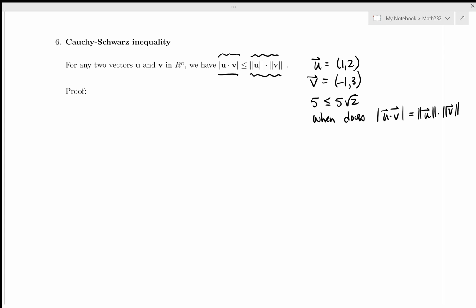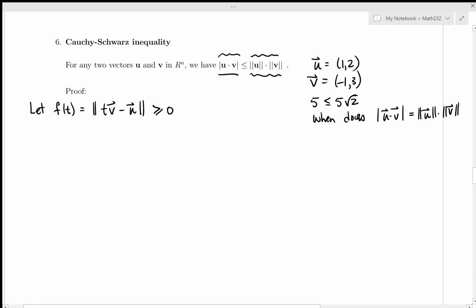Okay, so it's trivially true if u and v are 0. So now we're going to move into the proof considering that both u and v are non-zero. So what we're going to do here is introduce a function of t, and the function of t is going to look like this: the norm of t times v minus u. And that is going to be greater than or equal to 0 because it's a length.